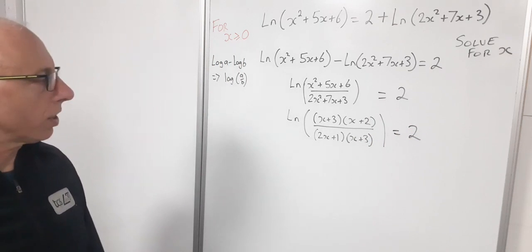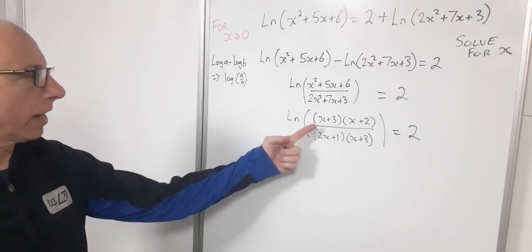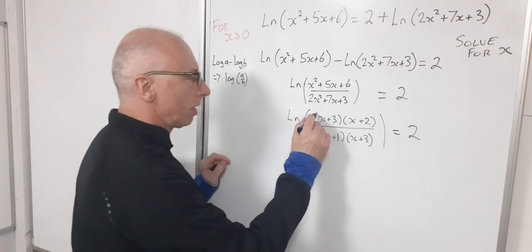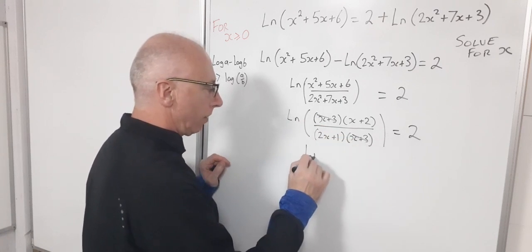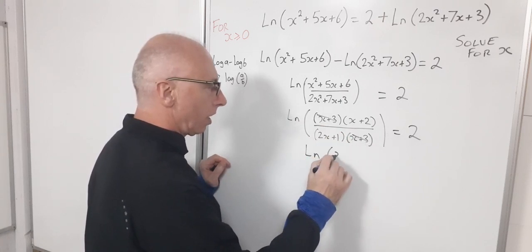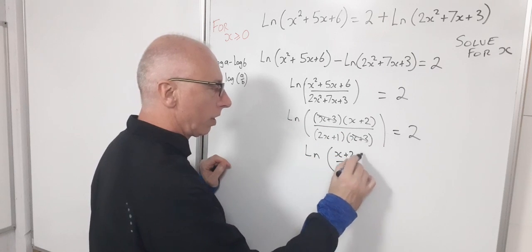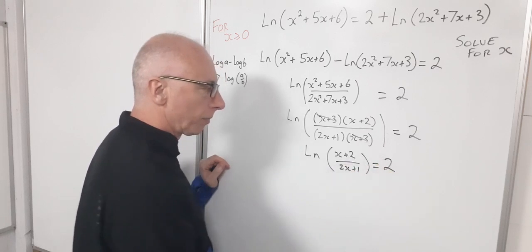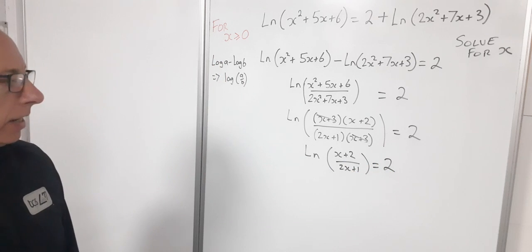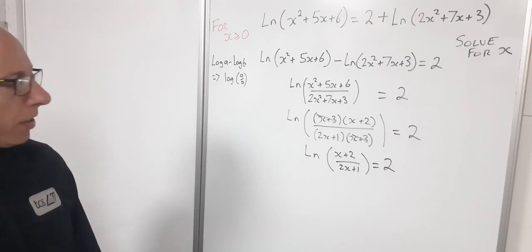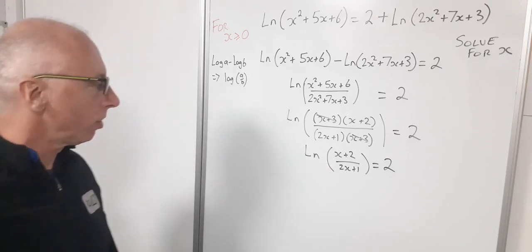Okay, well I can see straight away there's a cancellation I can do there. The x plus 3's will cancel out. So that's worked good. So now I've got the natural log of x plus 2 over 2x plus 1, and that equals 2. Okay. Now, but I've still got the x inside the natural logarithm.